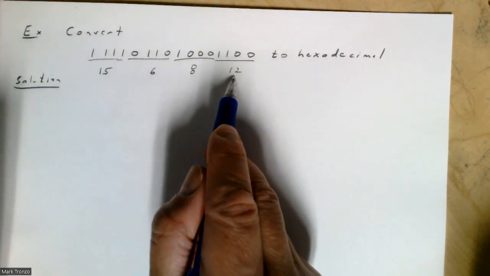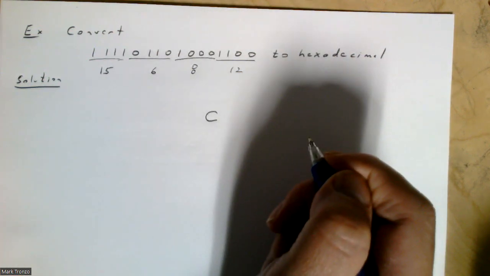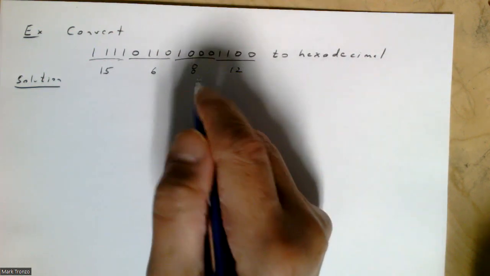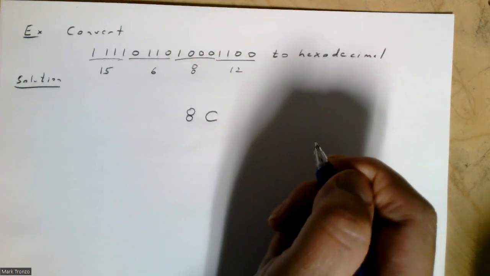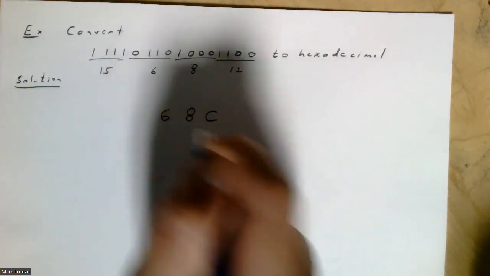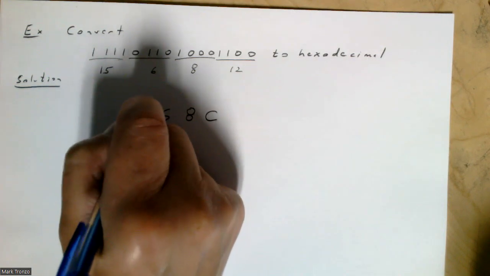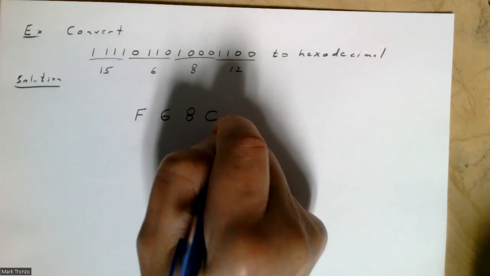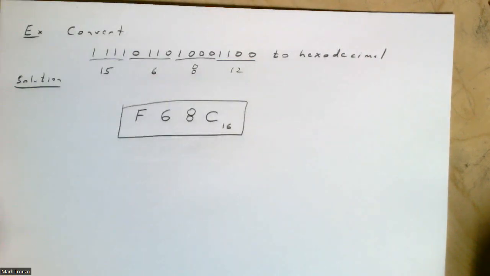12 here. Of course, that's going to be C. 8, of course, is just going to be 8. 6 will be just 6. And 15 will be F. So that's going to be our conversion to hexadecimal.